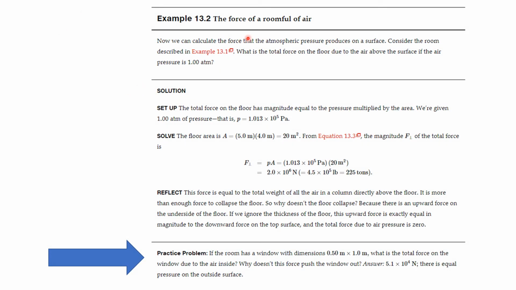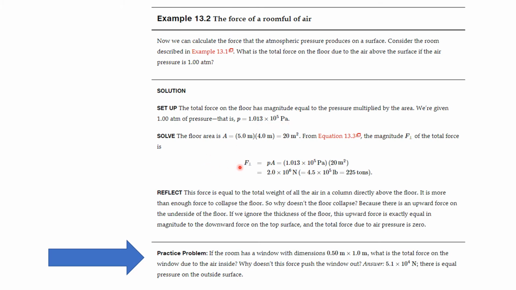Okay, let's look at a room full of air again, and we want to calculate the force that the atmospheric pressure produces on a surface. So consider the room we talked about before. What is the total force on the floor due to the air above the surface if the air pressure is 1 atmosphere? Now 1 atmosphere is 1.013 times 10 to the fifth Pascal.